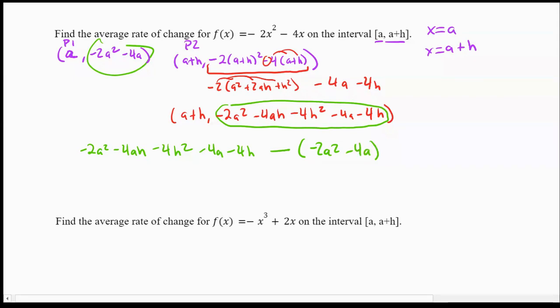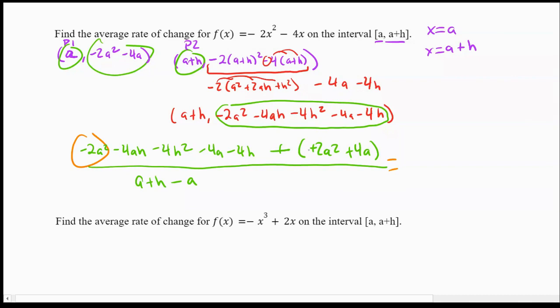So when I'm subtracting that, I can distribute this negative and make these things positive. And all of this is over my x2 minus x1, so a plus h minus a. And now when I simplify this, negative 2a squared plus a positive 2a squared becomes 0. Negative 4a plus a positive 4a also becomes 0. And I'm left with negative 4ah minus 4h squared minus 4h. And then a minus a is 0.